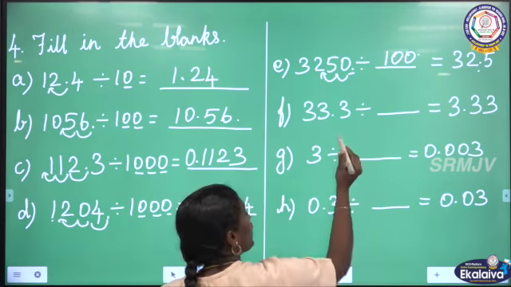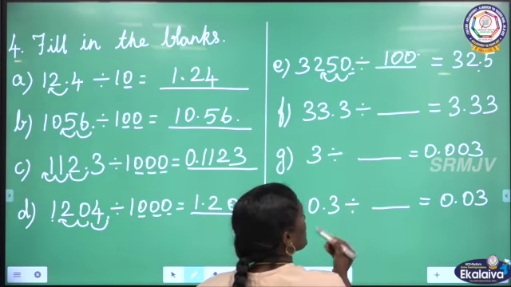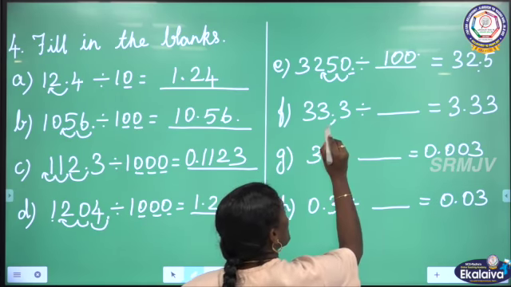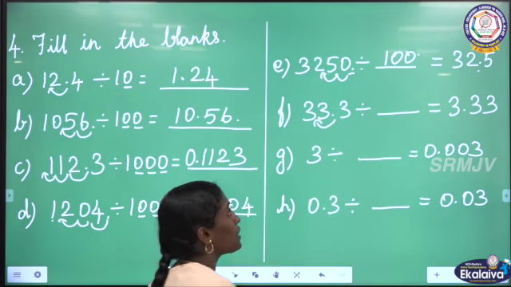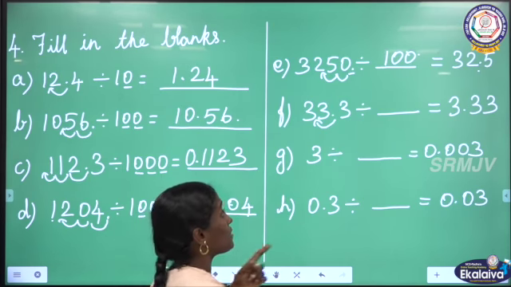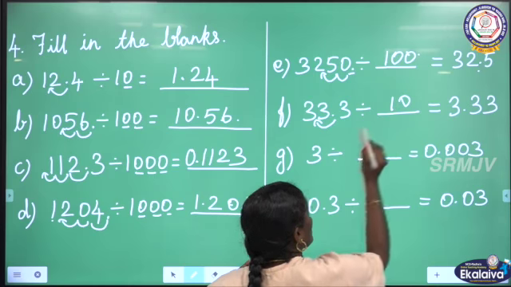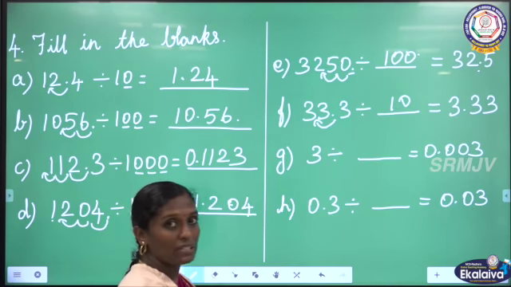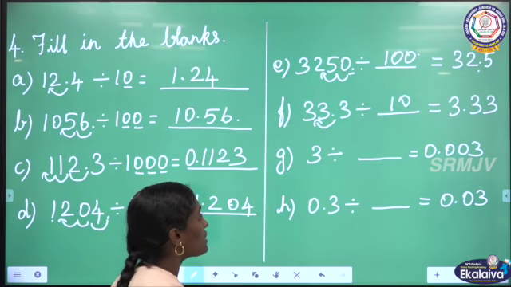Here 33.3, here 3.33 is there. Here in the answer, the decimal point moved only one place. While dividing the dividend by 10, the decimal point will move 1 place to the left. So the divisor is 10.